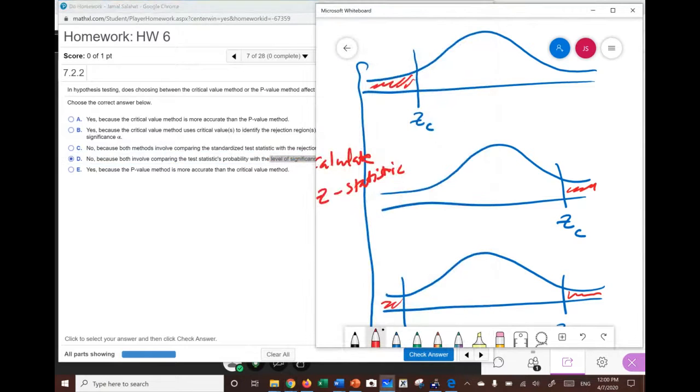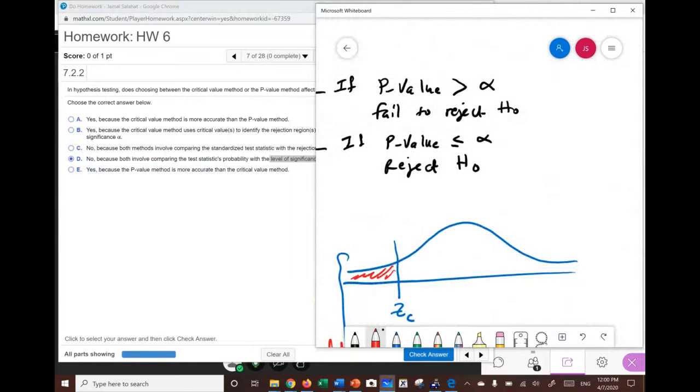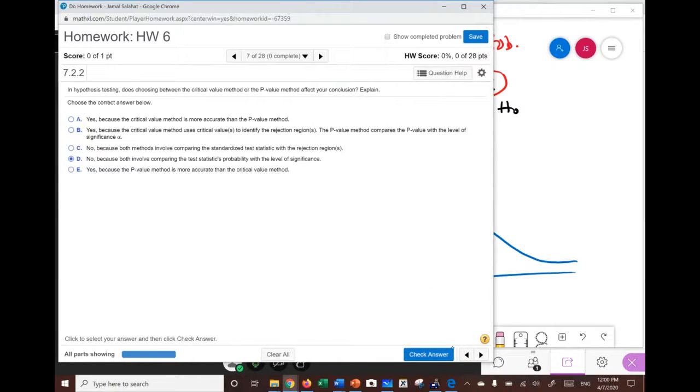So at the end of the day, whichever method you use, you're going to have alpha that will be given and the p-value that will be calculated, and you're going to compare. This is a probability, and that's a probability, and you're going to compare a probability to a probability. So that is the answer to this problem.